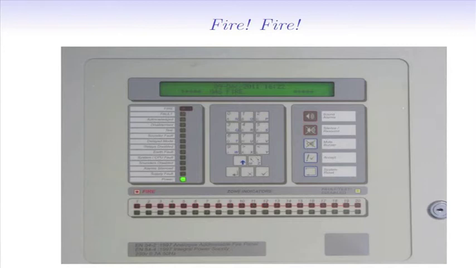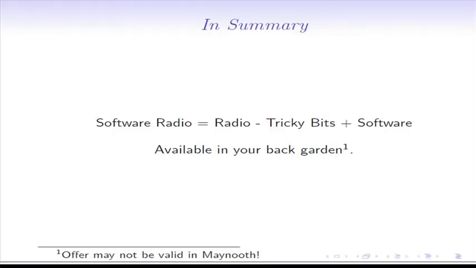It's not very well earthed or something, not very well filtered. And the radio signals from it are leaking out onto the mains and all over the place. So if you wander around the campus and you can't hear BBC Radio 4, which we discovered some people couldn't, that's the reason. So that's software radio. It's radio. You take out the tricky hardware stuff and you replace it with a bit of software. And it is available in your back garden, but not if you live too close to the fire system.